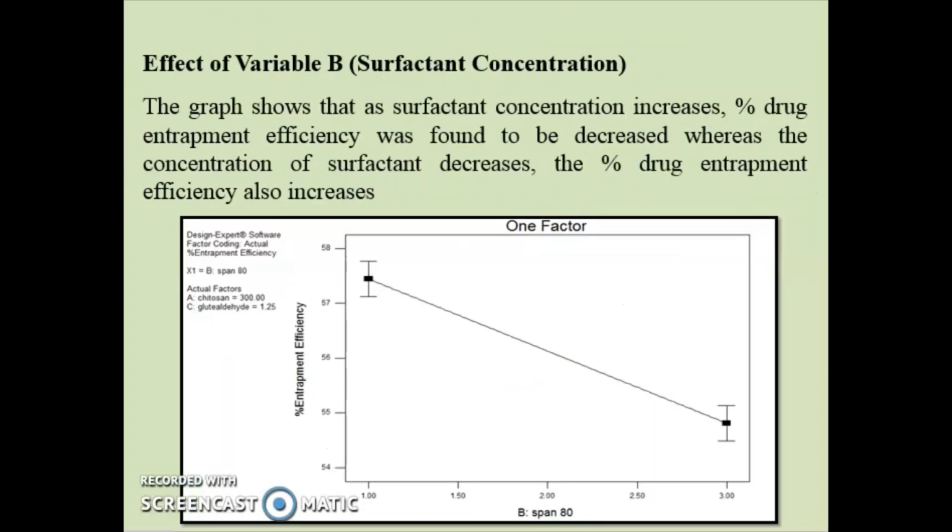Now let us see the second variable, surfactant concentration. As shown in the graph, as the surfactant concentration increases, the percent drug entrapment efficiency is found to decrease. Whereas when the concentration of surfactant decreases, the percent drug entrapment efficiency increases. So that is totally vice versa to that of the polymer concentration.